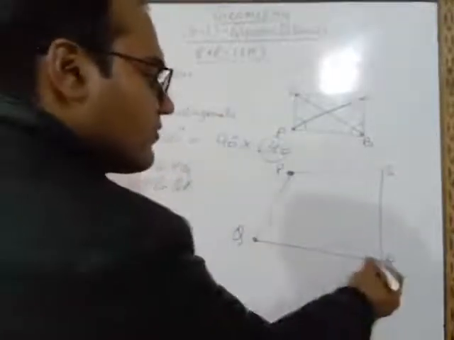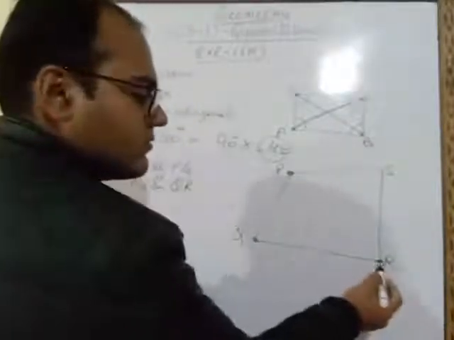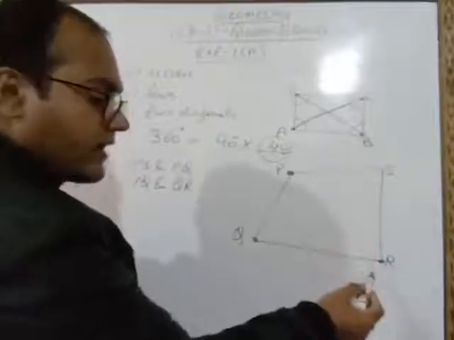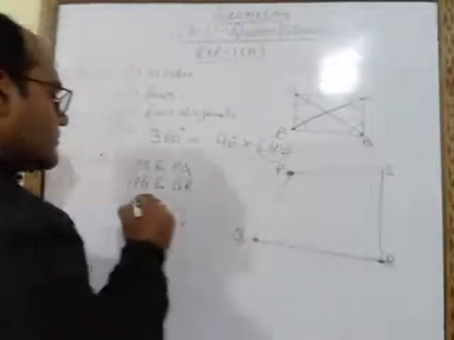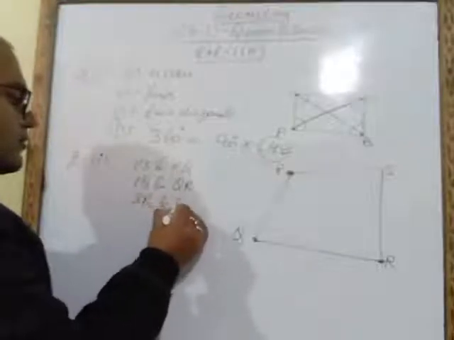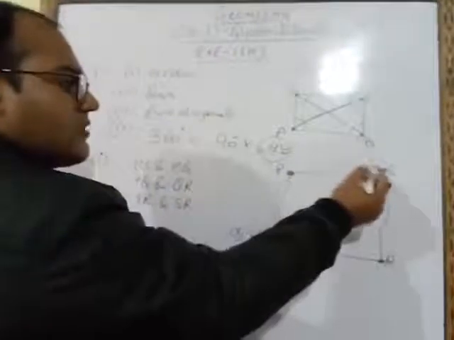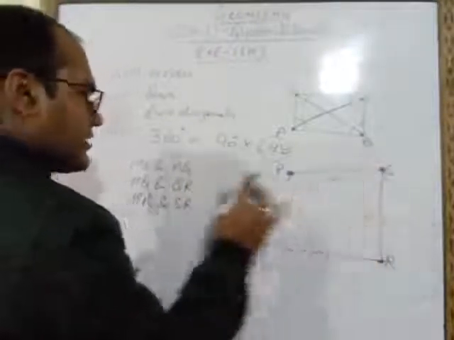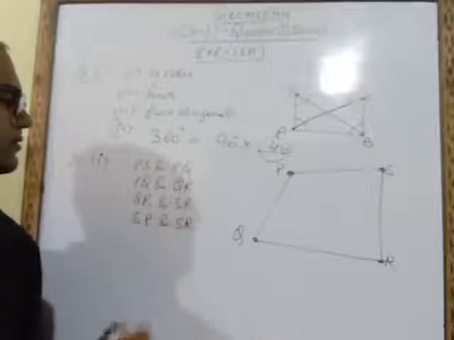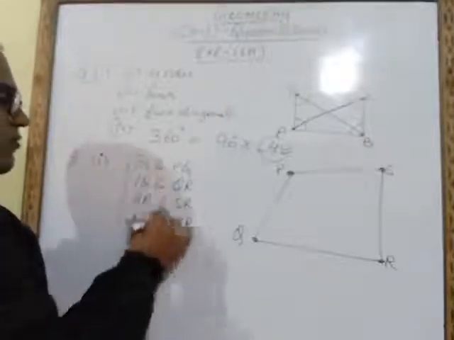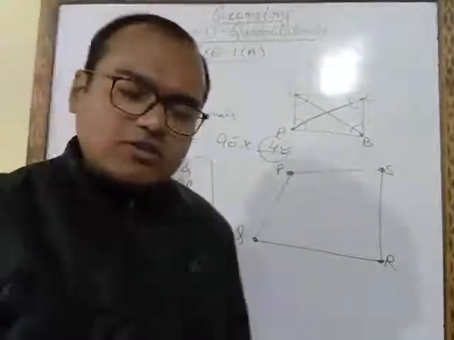If we take this R point, then we have two sides which have this R vertex, QR and SR. And the fourth one, if we take this vertex S, then we have two sides, SP and SR. So these are the four pairs of adjacent sides of a quadrilateral. So this is the first part answer.